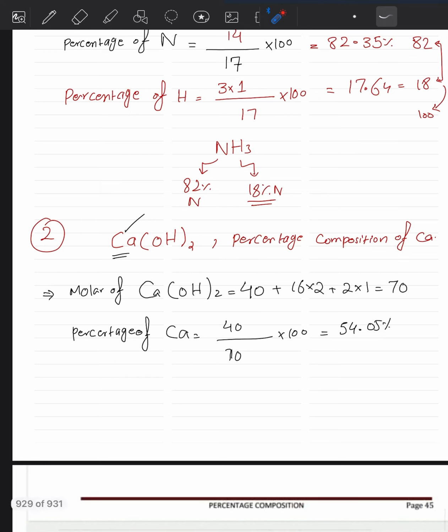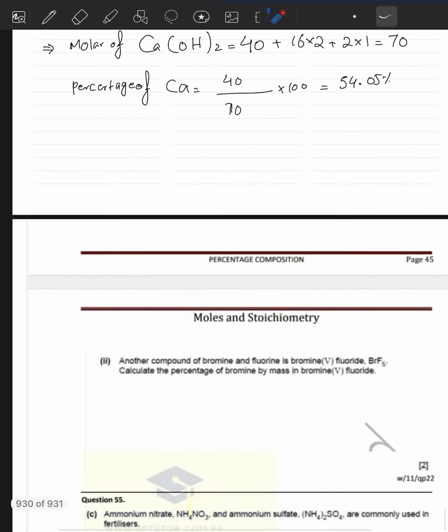How will we remember this formula? Let's say we want to find the percentage of oxygen. You write the atomic mass of oxygen. How many oxygen are present? 2 oxygen. We divide it by the total mass, which is 70, and then multiply by 100. This is the same as finding the percentage of our marks. It is as simple as a percentage.